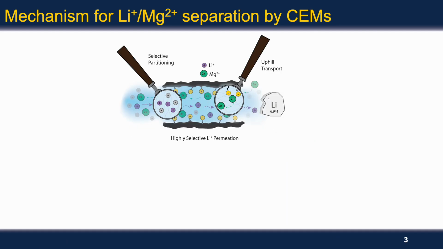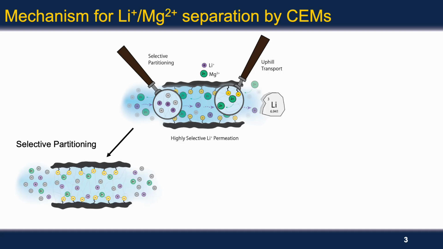The mechanism for this highly selective lithium-magnesium separation involves two different phenomena. One of them is selective ion partitioning within the membrane, and the other is uphill transport of the magnesium ions against their external concentration gradient. For the selective partitioning component, we found that chloride ions that enter the membrane are mostly balanced by lithium cations, whereas the divalent cations prefer to balance the fixed charges on the polymer backbone. Because concentration-driven transport is governed by movement of the co-ions, this means that lithium ions can selectively transport across the membrane along with these co-ions.